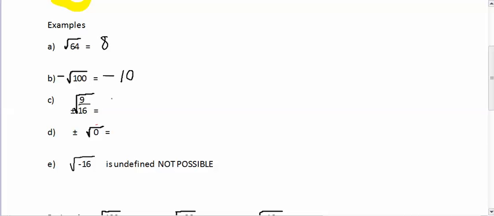Okay, right here there's a plus and minus sign. We keep that. So the answer can either be positive or negative. And then you take the square root of 9, and then you take the square root of 16. So if it's a fraction, you can just make two separate square roots. So it's going to be plus or minus. What's the square root of 9? 3. What's the square root of 16? 4.